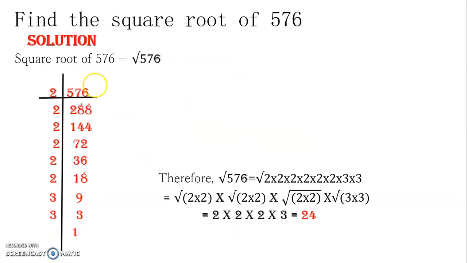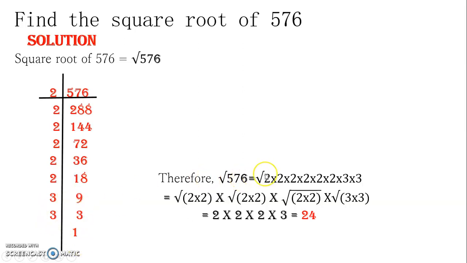Now the second example, we have to find the square root of 576. Using the method of factorization, you also use 2. 2 into 576 will give us 288. 2 into 288 will give us 144. 2 into 144 will give us 72. And 2 into 72 will give us 36. 2 into 36 will give us 18. And 2 into 18 will give us 9. 3 into 9 will give us 3, and 3 into 3 will give us 1.